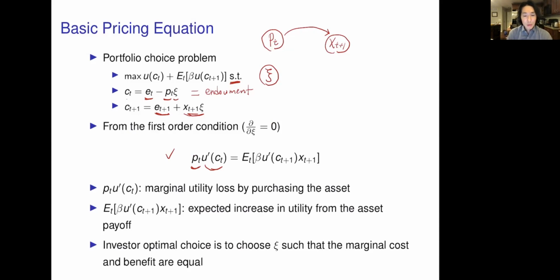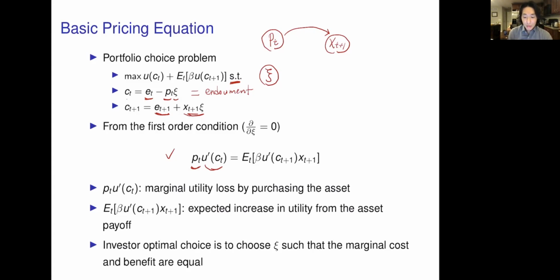So that is the marginal utility loss by purchasing the asset. So when you purchase the asset by a little amount, you have to give up your consumption today by PT. 즉 오늘 아주 작은 양을 소비를 하게 되면 작은 양의 financial asset을 구매함으로 인해서 얼마만큼 그러면 지금 컨섬션이 줄어들죠? 컨섬션이 지금 PT만큼 줄어들 거 아니에요? 왜냐면 PT가 가격이니까. 그 PT만큼 줄어드는 거에 대해서 marginal utility is the utility loss.